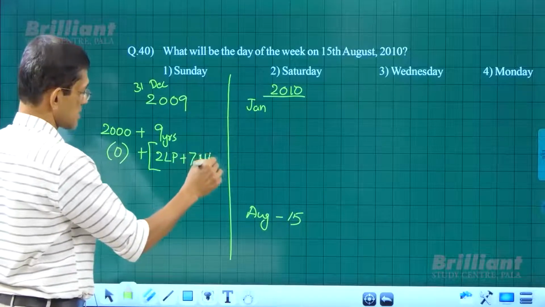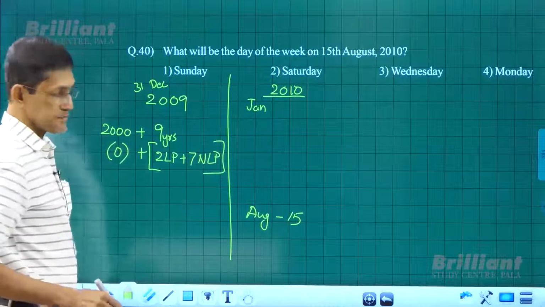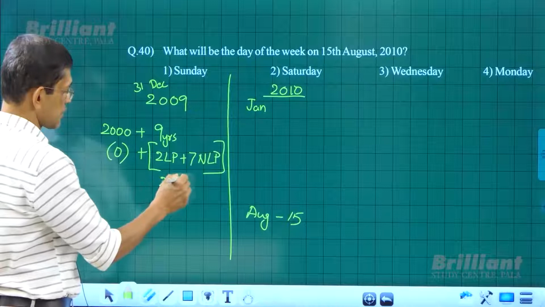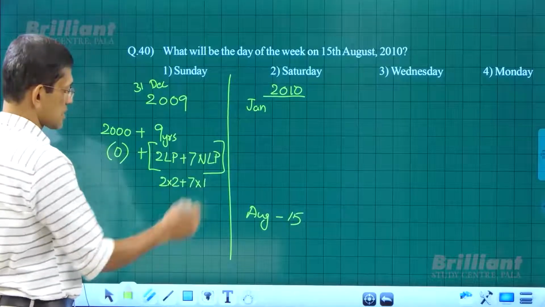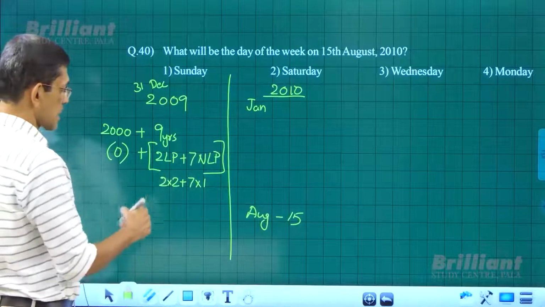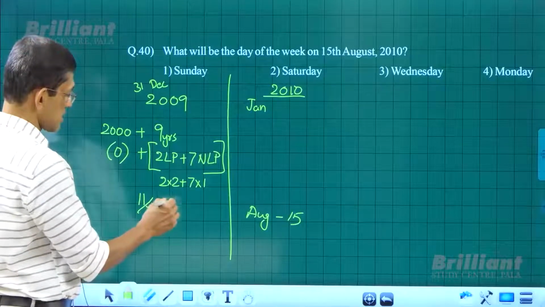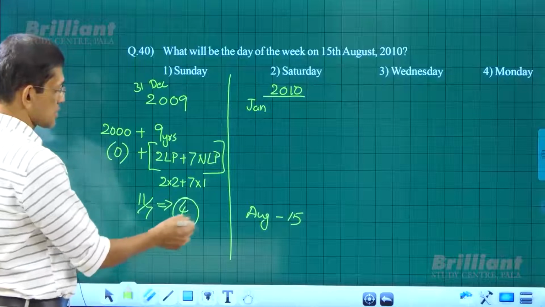7 non-leap years in those years. So 2 leap years, 2 into 2 is 4, and 7 non-leap years is 1, 7 into 1. So 7 plus 4, 11. So we have 11 odd days here. 11 by 7, remainder is what? 4. So total 4 odd days on this side.